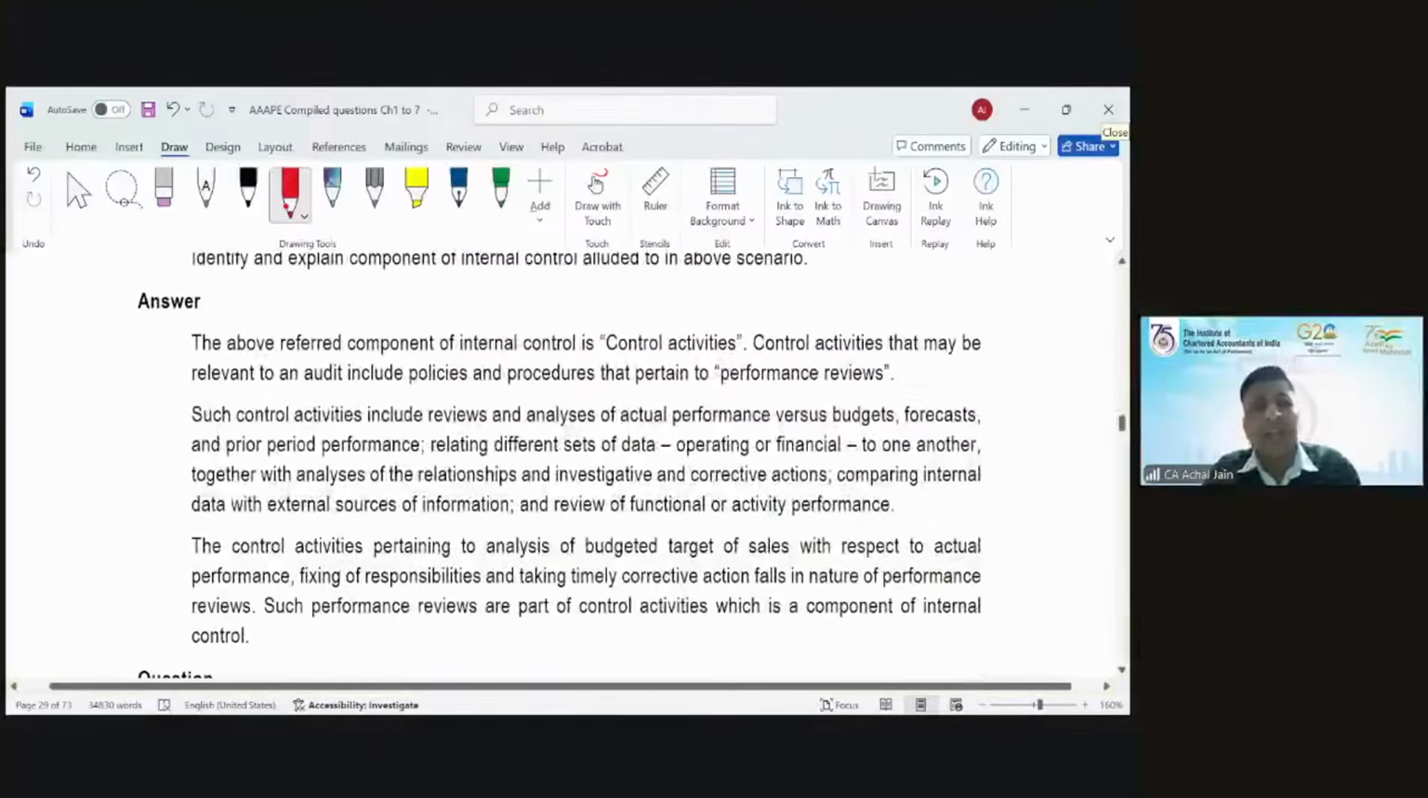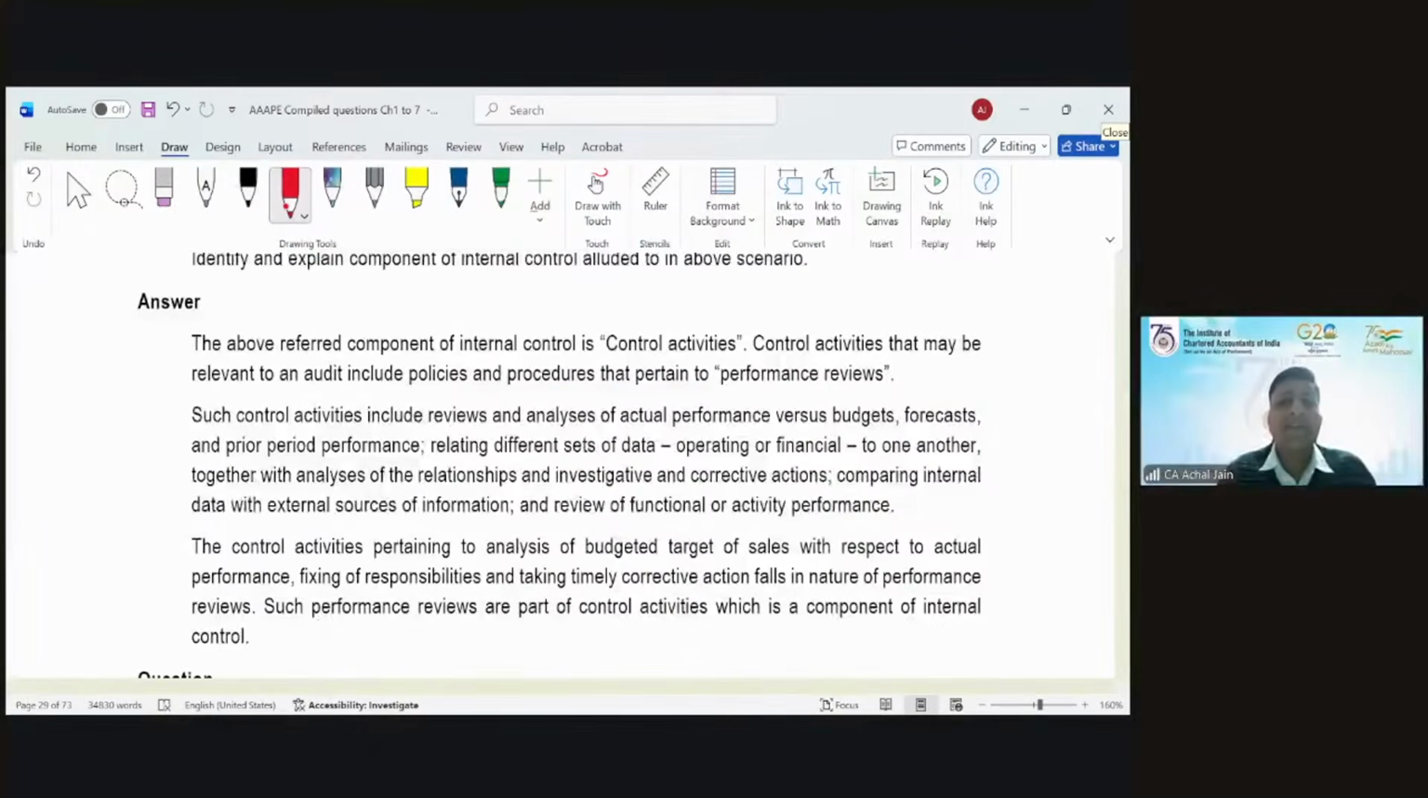So let's look at this. The above referred component of internal control is control activities. Control activities that may be relevant to an audit include policies and procedures that pertain to performance reviews. Such control activities include reviews and analysis of actual performance versus budgets, forecasts, and prior period performance, relating different sets of data, operating or financial, to one another, together with analysis of the relationships and investigative and corrective actions, comparing internal data with external sources of information, and review of functional or activity performance.